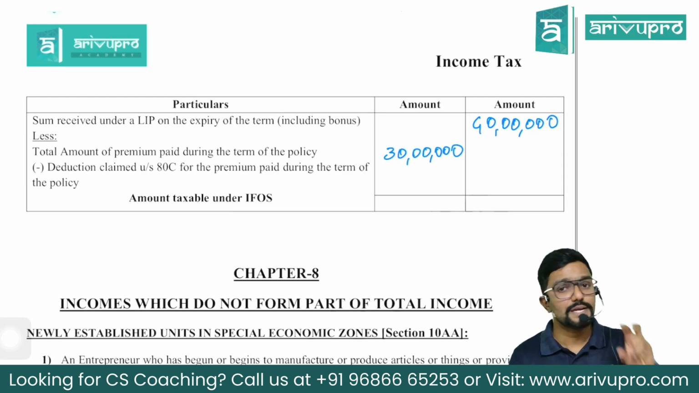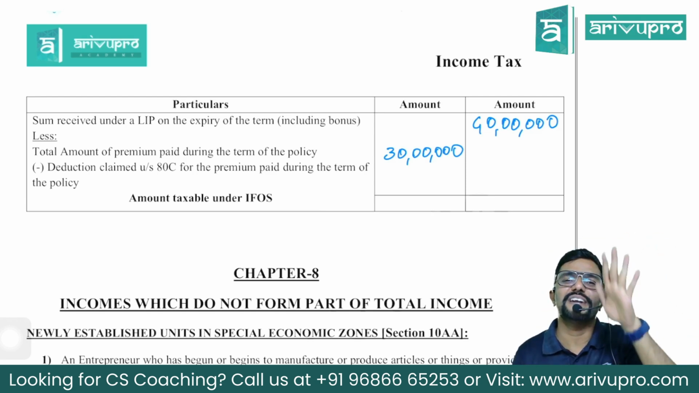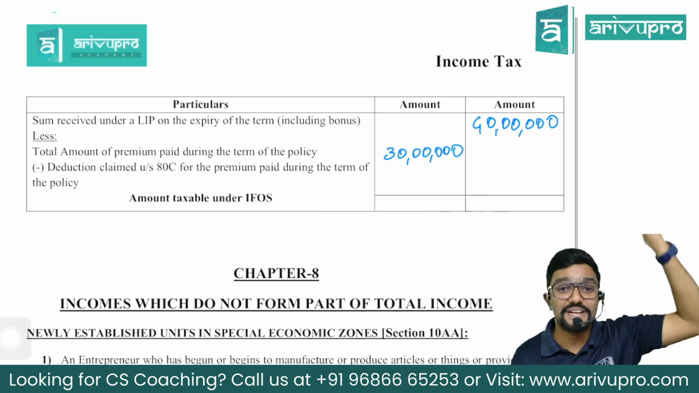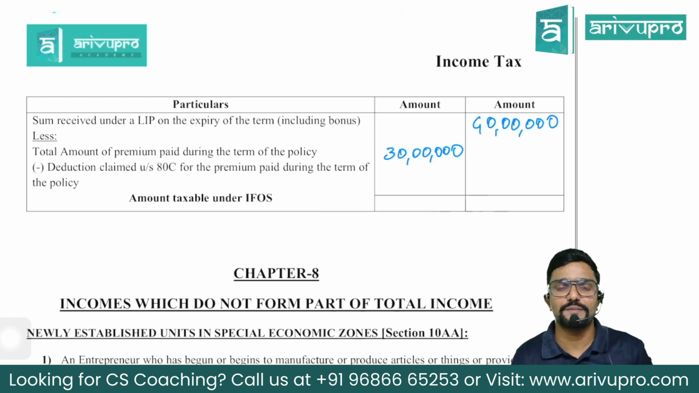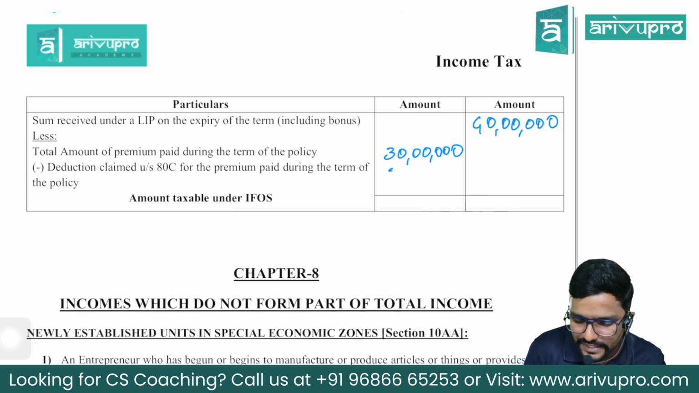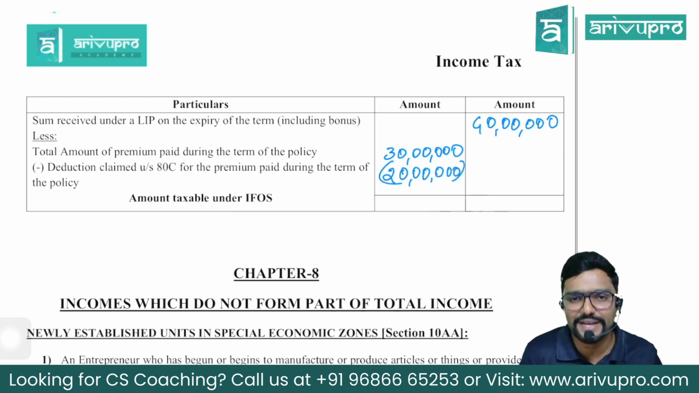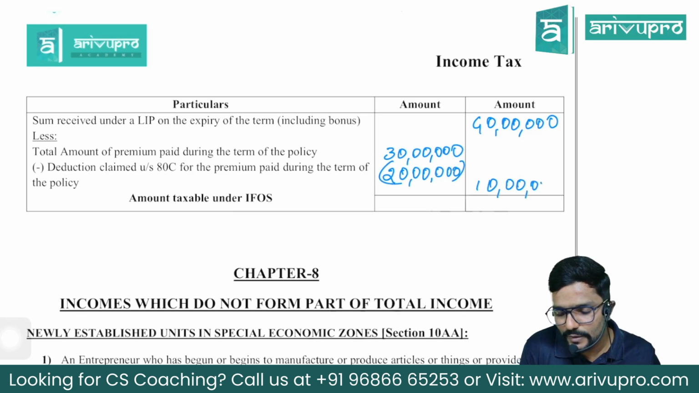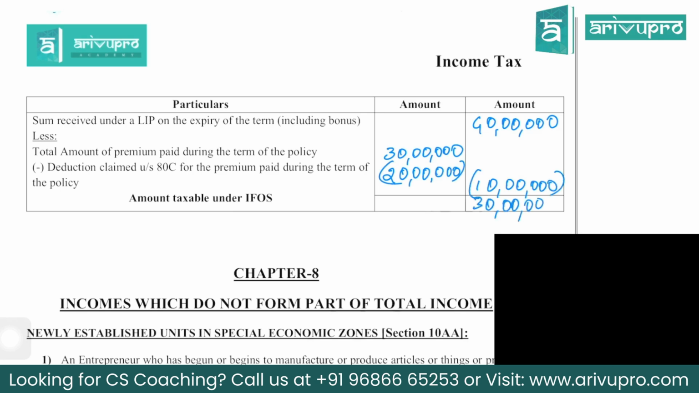Why? Because, guys, a percentage-wise limit is there. Plus, there are many other items covered under section 80C. The big list is covered under section 80C and the maximum deduction available is 1,50,000. Clear? So considering all that, assume, guys, I have claimed a maximum deduction of only 20 lakh under section 80C for whatever premium I have paid. Remaining is how much? 10 lakh. So take it to the outer column, reduce it. The remaining 30 lakh will be taxable, guys.